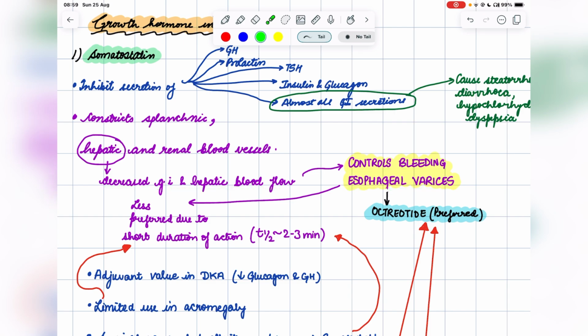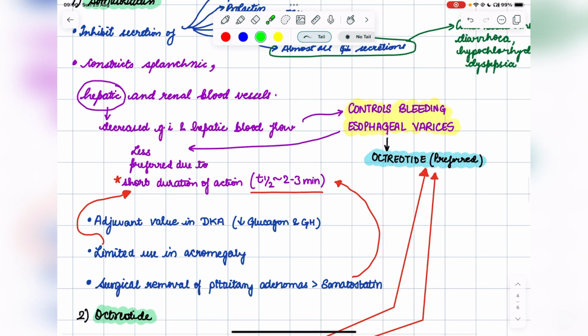But mostly now the preferred drug is octreotide. We will discuss why it's preferred over somatostatin, but somatostatin is less preferred due to its short duration of action. Another very important point that you should know, please know this, is that somatostatin itself has a very short duration of action, that is just 2 to 3 minutes of half-life. Okay, so please know this. Now next, it has an adjuvant value in diabetic ketoacidosis. Why?